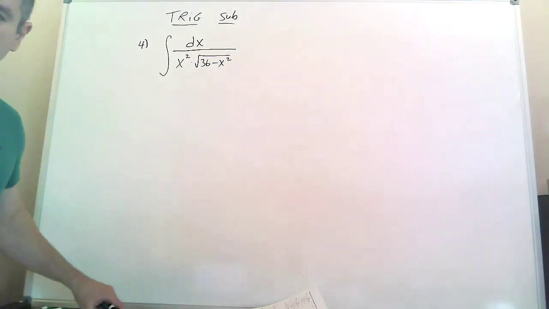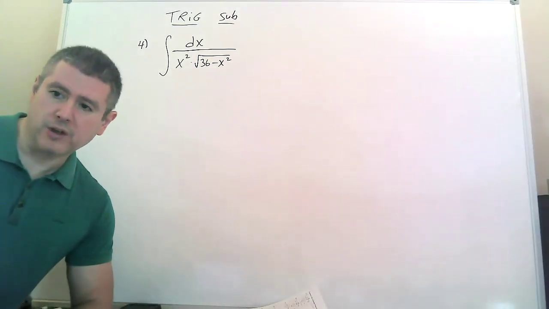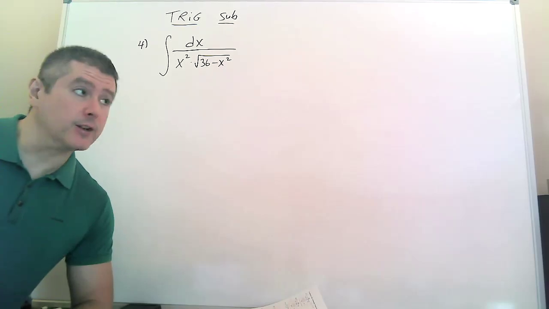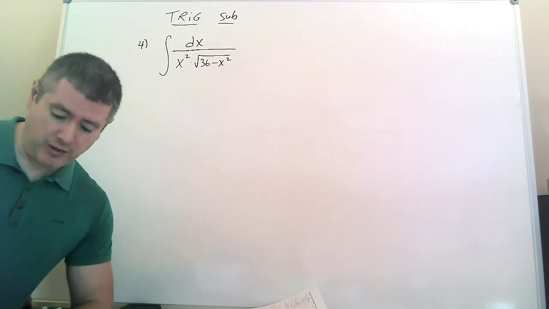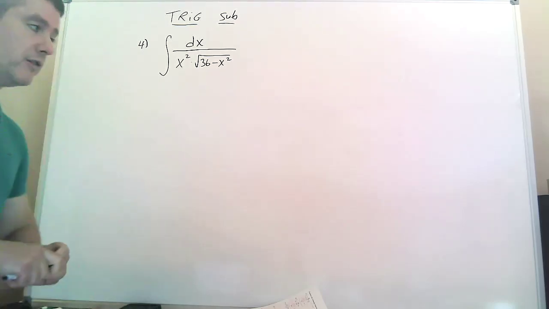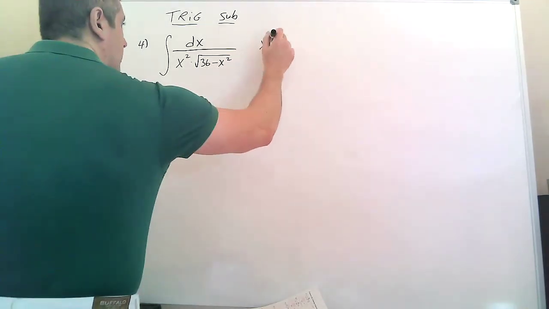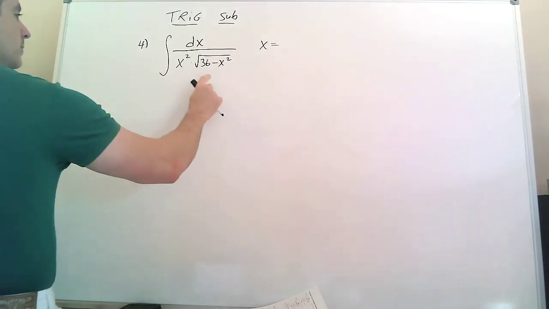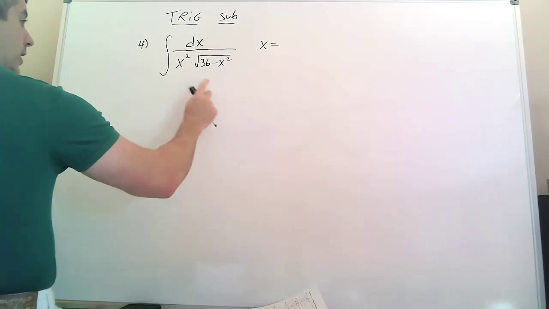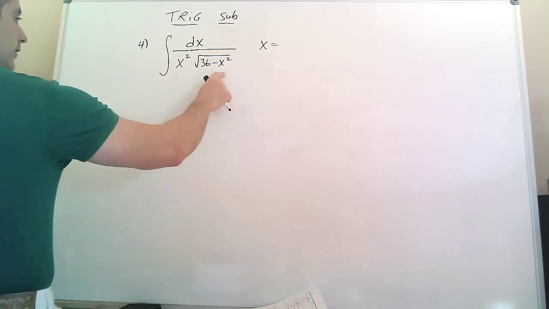All right, so I decided to do one more trig substitution just for fun. Not that they're fun. This one is going to involve sine. So remember the forms: a squared minus x squared, x squared plus a squared, and x squared minus a squared. This is the first type.